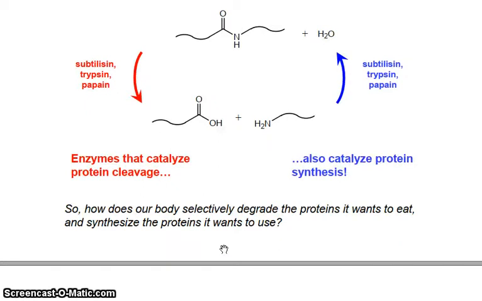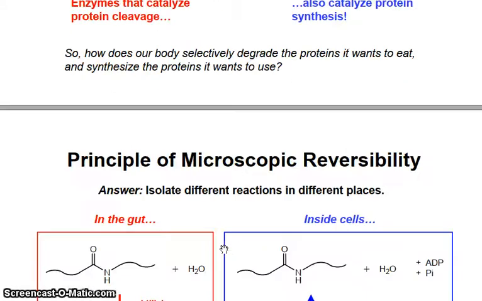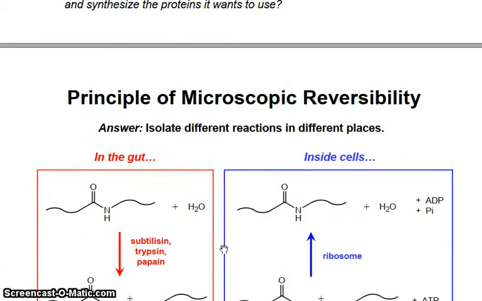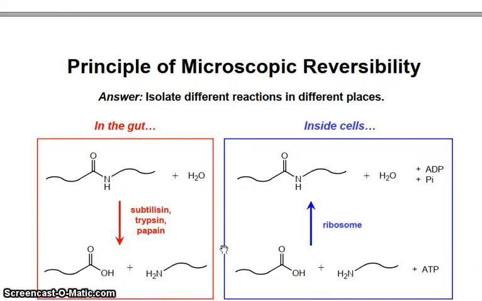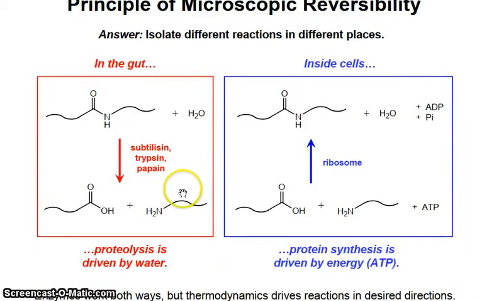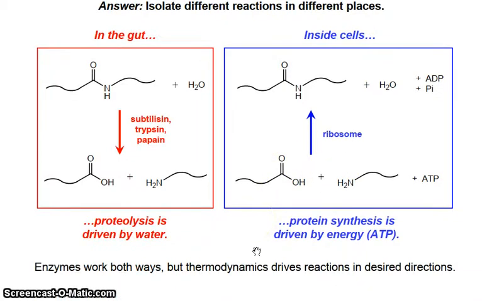So how does our body selectively degrade the proteins it wants to eat and synthesize the proteins it wants to use? So isolate different reactions in different places. In the gut, inside cells, you see subtilisin, trypsin and papain, and proteolysis is driven by water, and ribosome protein synthesis is driven by energy, ATP. So enzymes work both ways, but thermodynamics drives the reaction in the desired direction.